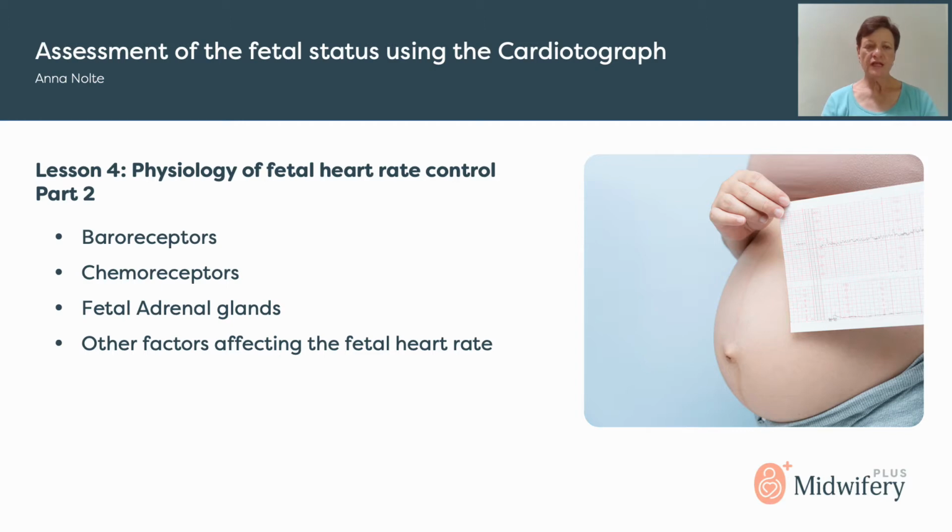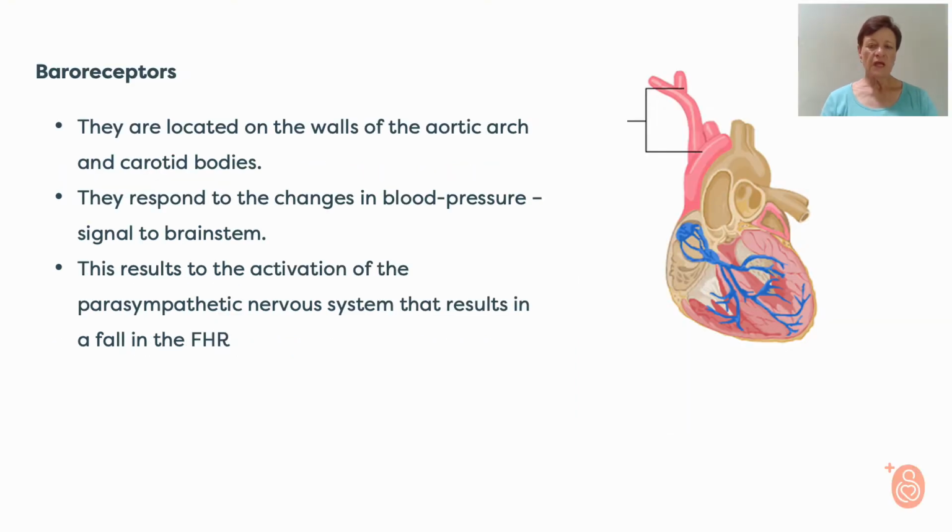of the fetal heart. Now we're going to discuss baroreceptors, chemoreceptors and fetal adrenal glands and some other factors that might also play a role in the control of the fetal heart. Now, if we look at baroreceptors, they are located in the big walls of the arteries here at the top of the fetal heart, and they respond to pressure changes. Baro means pressure, so they respond to blood pressure changes.